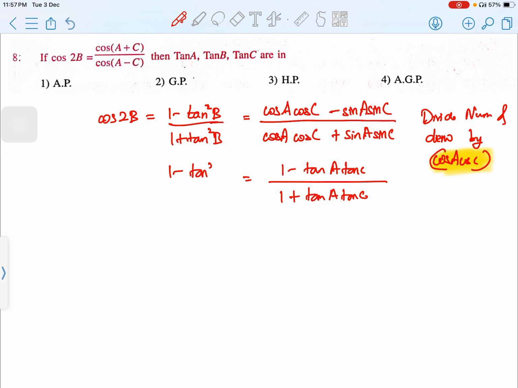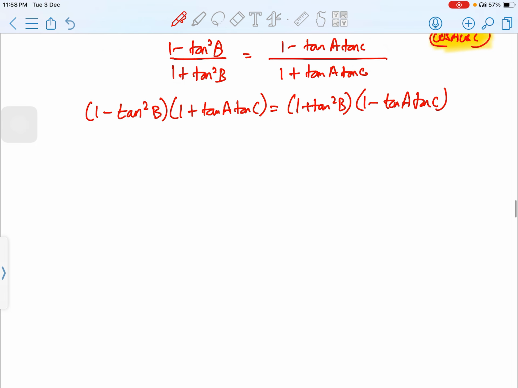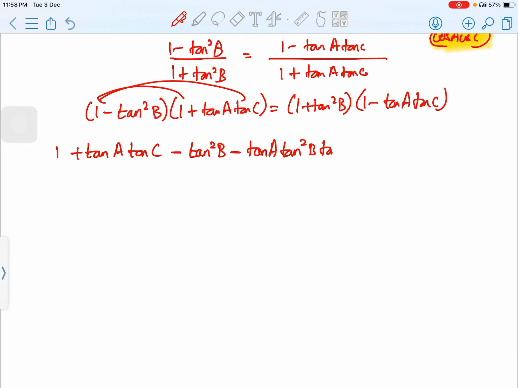The left hand side is 1 minus tan square B by 1 plus tan square B. When you cross multiply: 1 minus tan square B into 1 plus tan A tan C equals 1 plus tan square B into 1 minus tan A tan C. Multiplying this out, you will get 1 plus tan A tan C minus tan square B minus tan A tan square B tan C. The right side will be 1 minus tan A tan C plus tan square B minus tan A tan square B tan C.